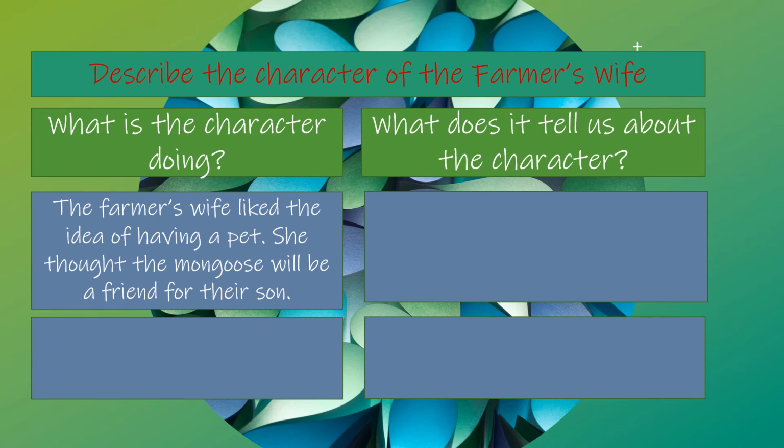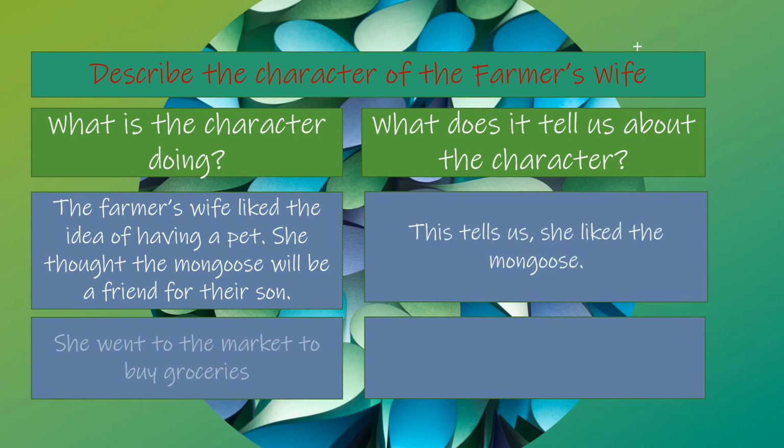She thought that the mongoose will be a friend for their son. This is what we read at the start of the story. What does this tell us about the farmer's wife? It tells us that she liked the mongoose.